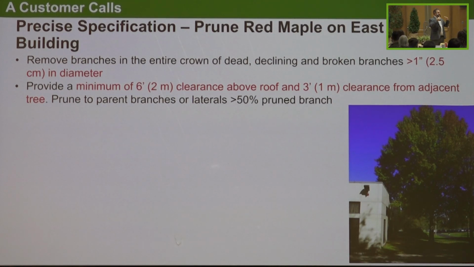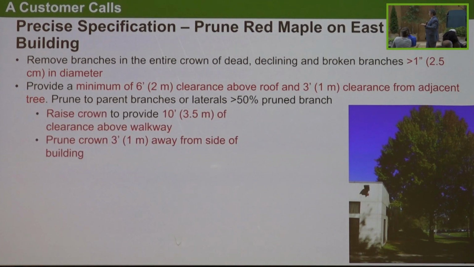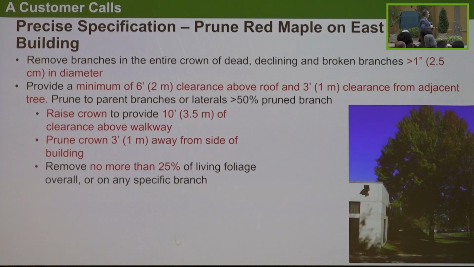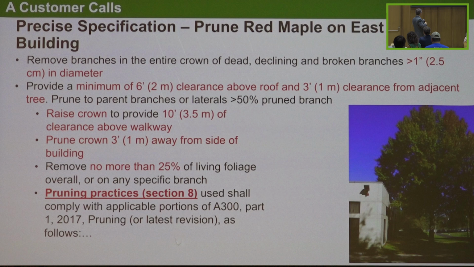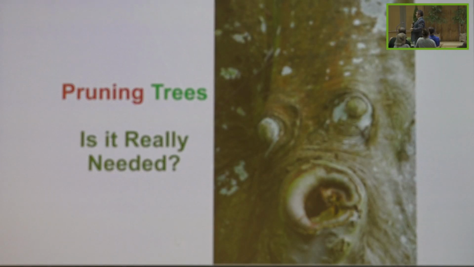Yeah, I could. Take it and not have it flat anymore. Actually have a roof that has a pitch to it, maybe a 4/12. Okay, but yeah, it's a flat roof, so trying to minimize leaves, you could probably prune it away from it. And things such as raise the crown 10 feet above the walkway, prune crown 3 feet from the side of the building, remove no more than 25% because it's about a 2-foot diameter tree. And pruning specifications shall use the 2017 Part 1 or the latest revision. And obviously the latest revision always came out in what year? 2023, awesome. Now, pruning trees, is it really needed?